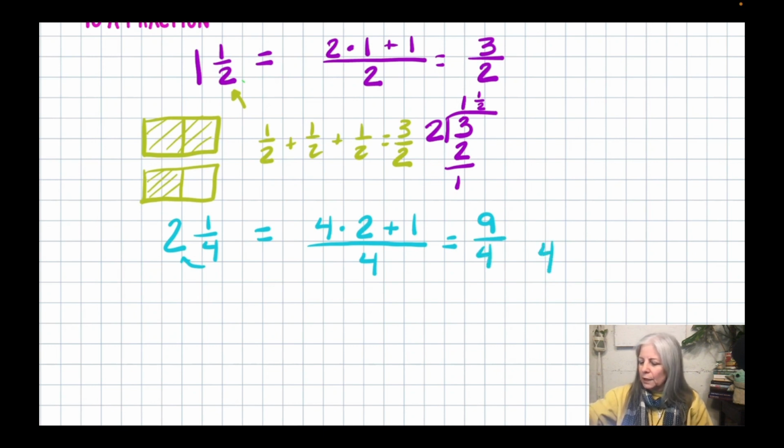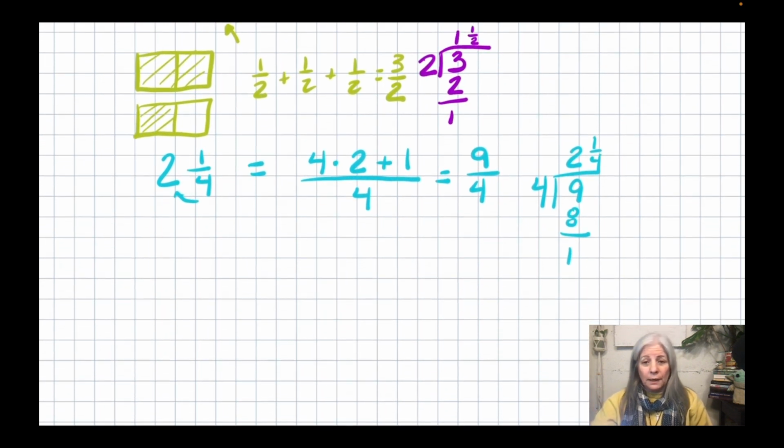So let's verify that this is true. 4 goes into 9 2 times, and we're left with 1 over 4. And you can see we've got 2 1/4 here and 2 1/4 here. So that works.